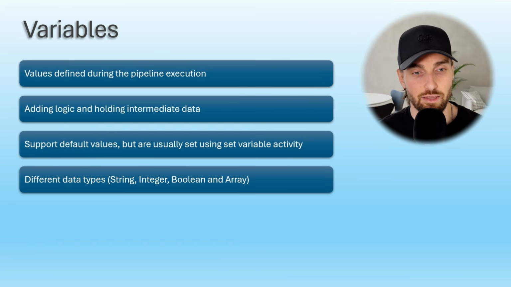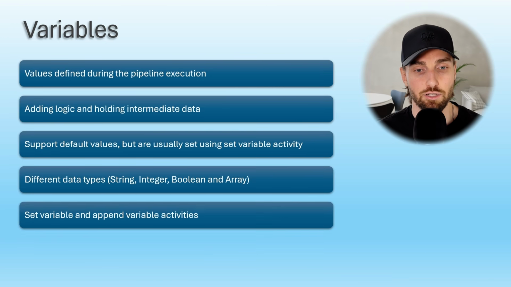The main activities used to interact with variables are the set variable and the append variable activity. With the set variable activity, variables can be assigned some hard-coded or dynamic values using expressions. The append variable activity is meant for adding some new items to the end of array type variables.